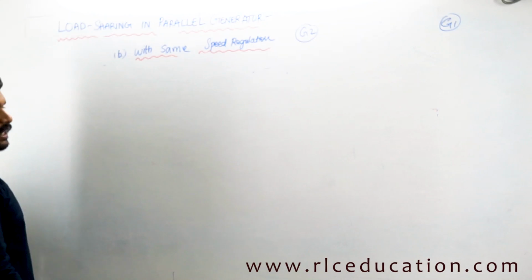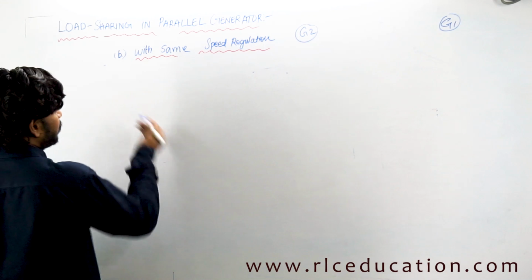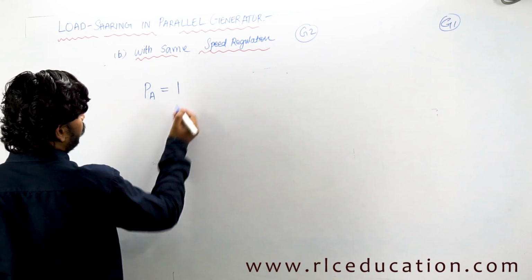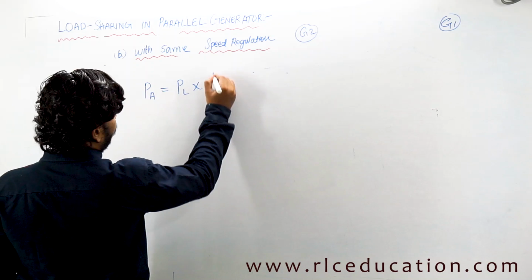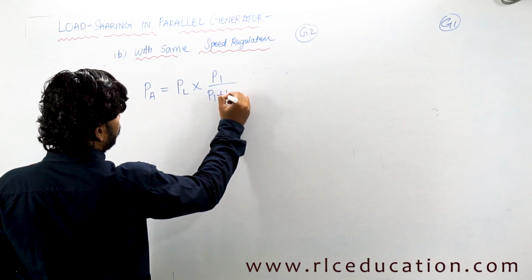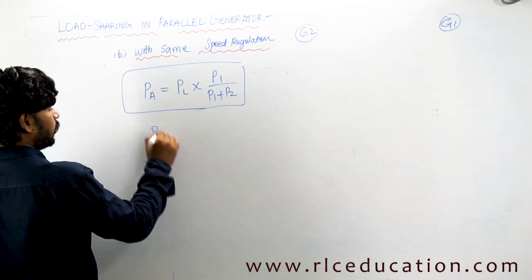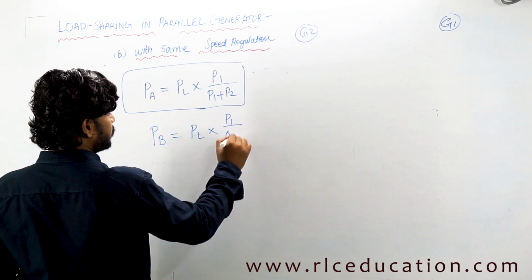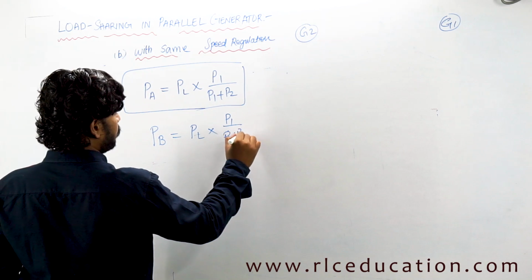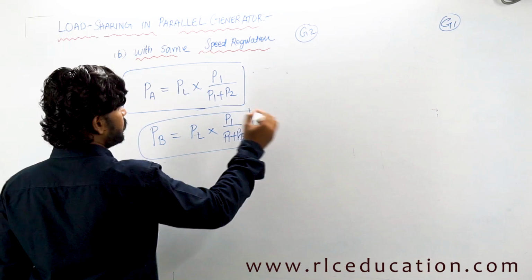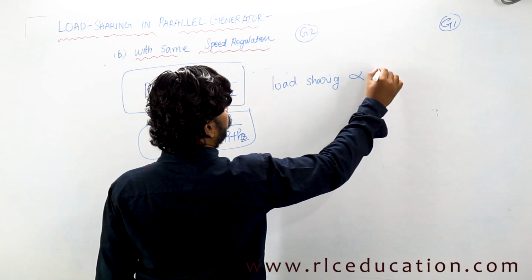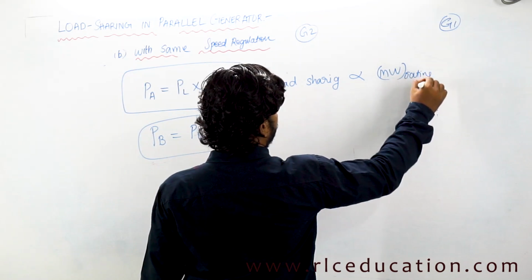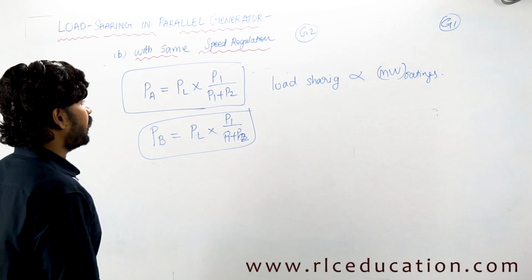With the same speed regulation, the logic is quite simple. Both of them have the same speed regulation, and the load shared by the first generator, PA, will be equal to the total load multiplied by P1, that is the rating of the first generator, by P1 plus P2. Similarly, the load shared by the second generator would be equal to PL, the total load, into P2 by P1 plus P2. That means load sharing is directly proportional to the megawatt ratings of the generators. Load sharing takes place according to the megawatt rating of the generators.